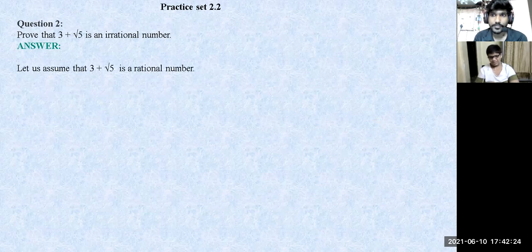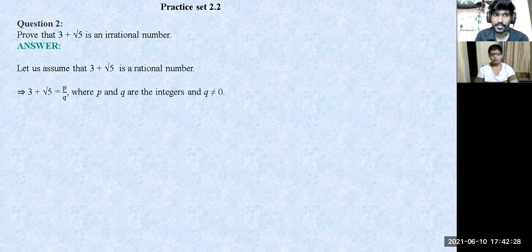As they are rational, they will go into the p by q form. So like this: 3 plus root 5 is equal to p by q, where p and q are integers. Okay, make sure you write that: p and q are integers and q not equal to 0. Very, very important.